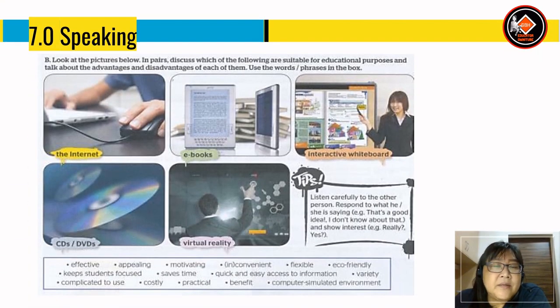Now, look at the pictures below. In pairs, discuss which of the following are suitable for educational purposes and talk about the advantages and disadvantages of each of them. Use the words or phrases in the box. So you have the internet, ebook, interactive whiteboard, CDs, DVDs, and virtual reality.